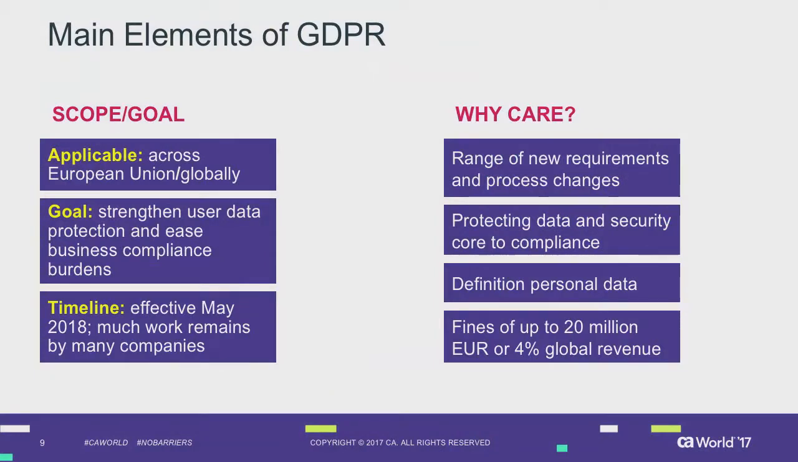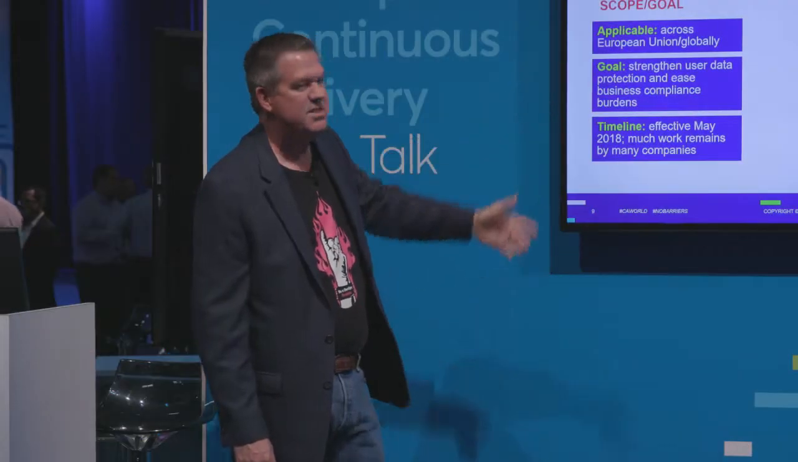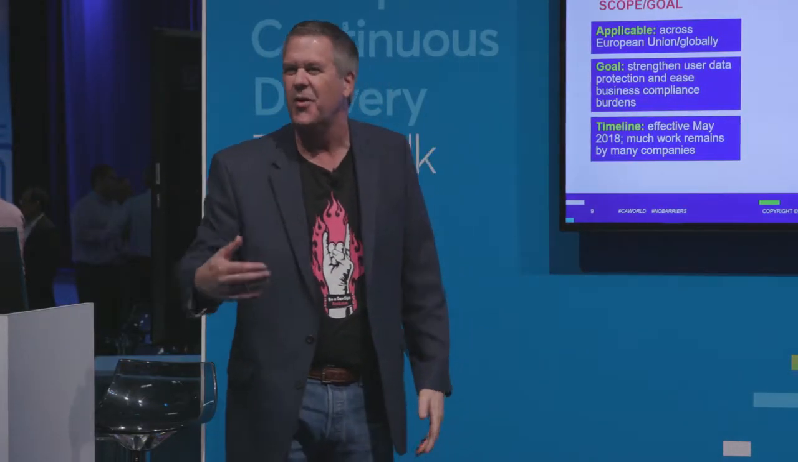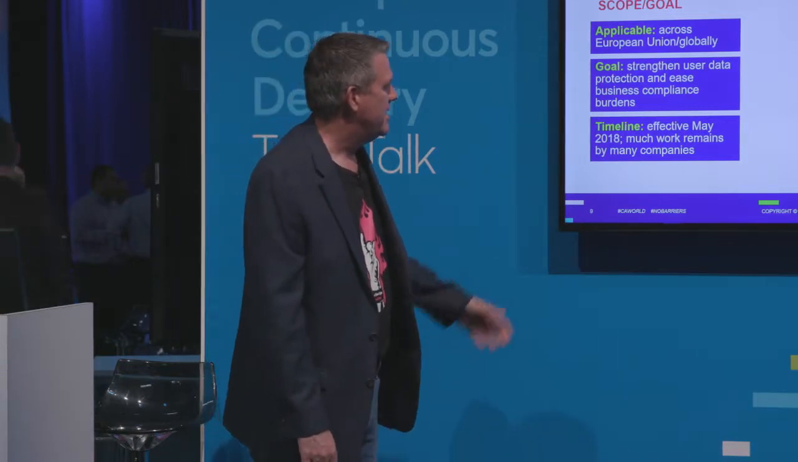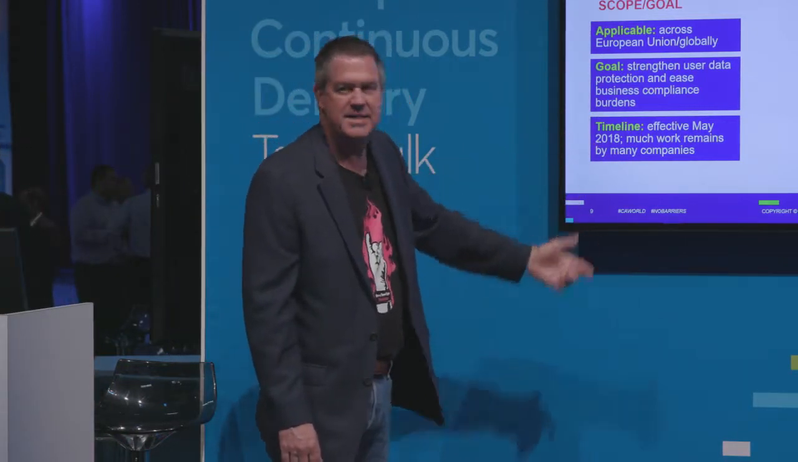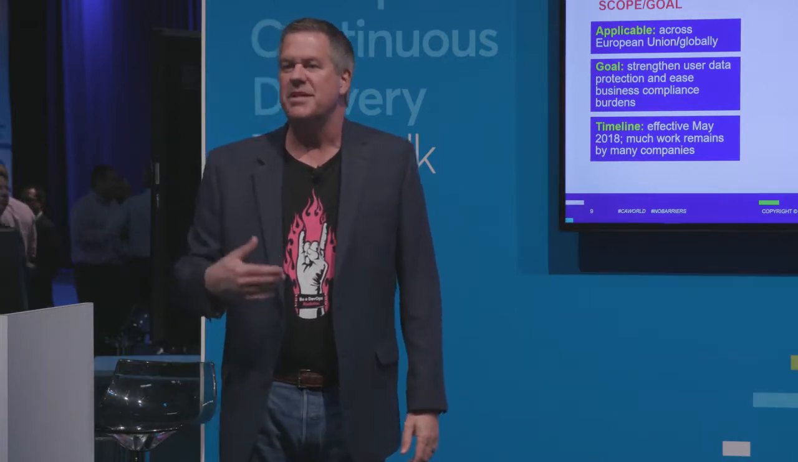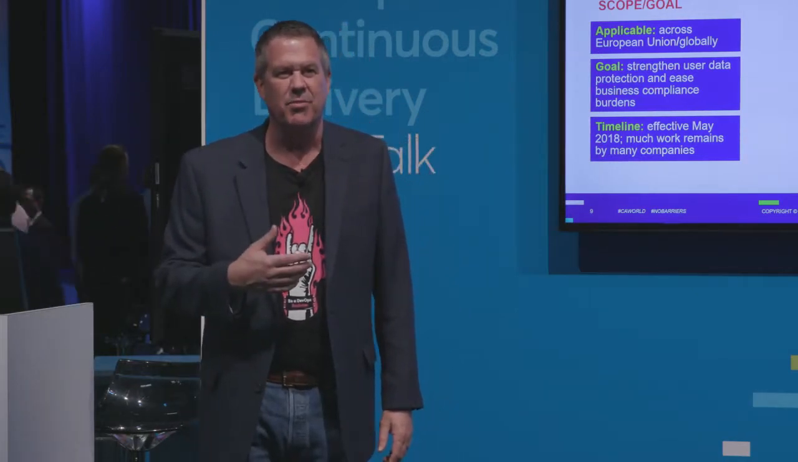So the main elements of GDPR is that it's applicable across the European Union and globally. Again, there'll be that reach across here to North America. It'll strengthen user data protection and ease business compliance concerns. That's the goal of the regulation. It's effective in May of 2018, and a lot of companies have a lot of work to do still to be compliant.